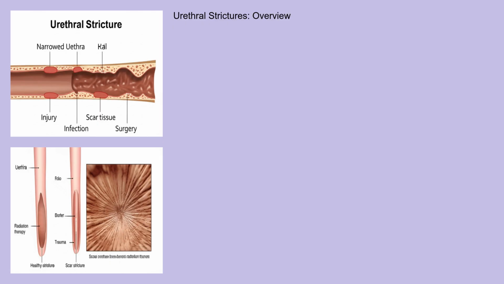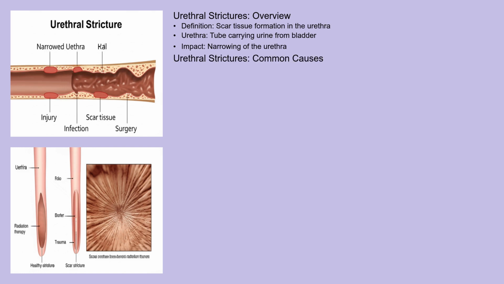Urethral strictures occur when scar tissue forms within the urethra, the tube that carries urine from the bladder to the outside of the body. The most common cause is injury or trauma to the urethra, such as from a pelvic fracture, straddle injury, or instrumentation like catheterization.